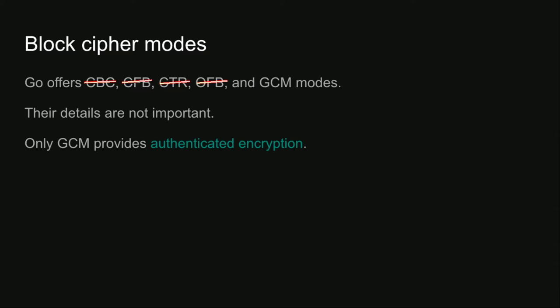You only want one. You want GCM, which stands for Galois counter mode, but that's really not important right now. In fact, none of the details of GCM are important at all, but what you need to know is that it implements the cipher.AEAD interface, where that stands for authenticated encryption with associated data. And what authenticated encryption means is that not only is your data going to be confidential, secret, encrypted, it's also now going to be tamper-proof. If someone alters the ciphertext, the encrypted data, you will not then be able to validly decrypt it.